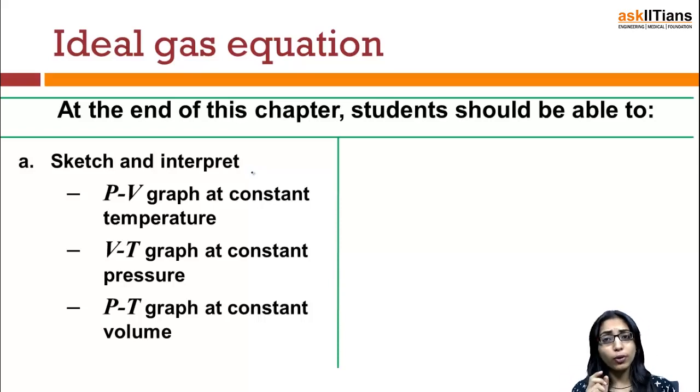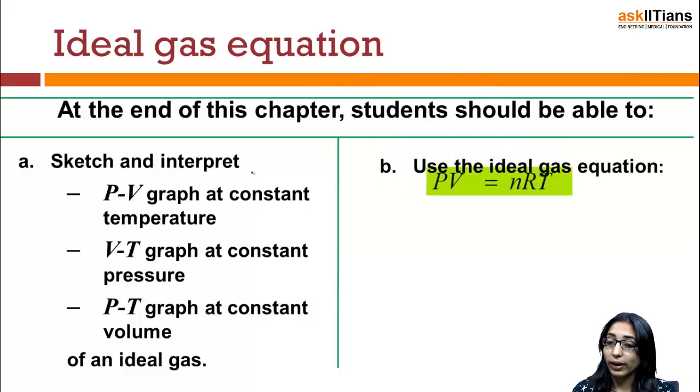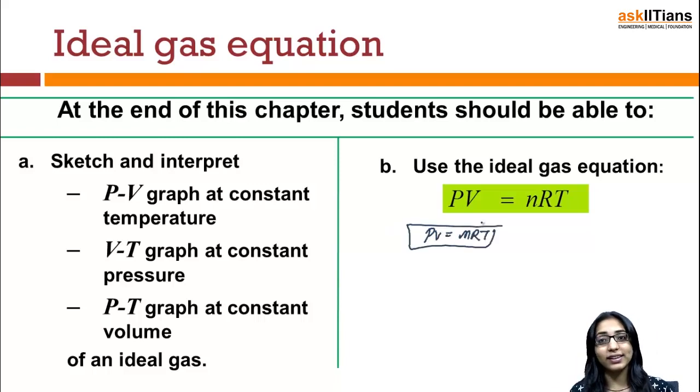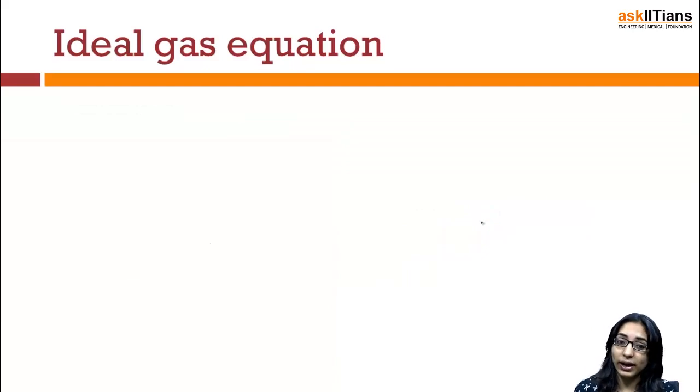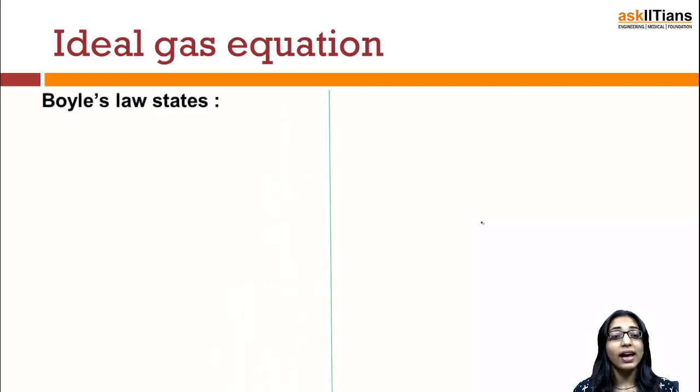It's not only about plotting the graph, you'll also be able to interpret the physical significance from those graphs. Not only this, you will also be able to use the ideal gas equation, which is PV = nRT. As you move through the chapter, you will figure out what we mean by the ideal gas and the ideal gas equation, and you will be able to use it by the end of the chapter. So let us first begin with the ideal gas equation and how we define an ideal gas.